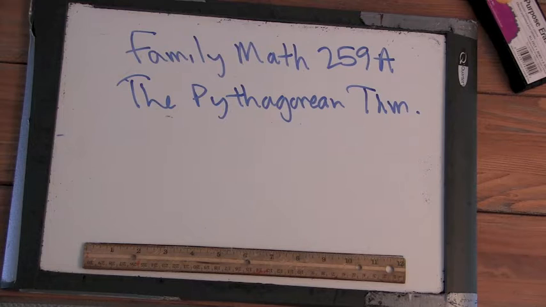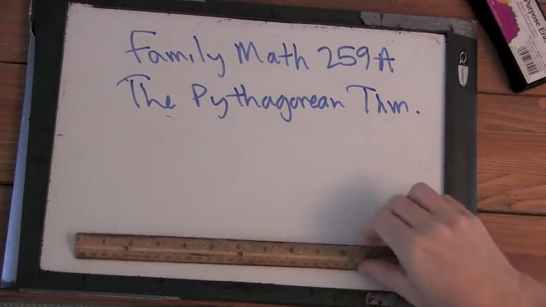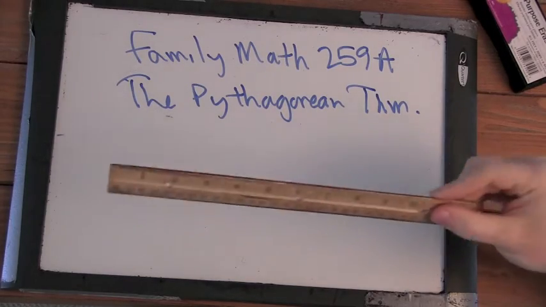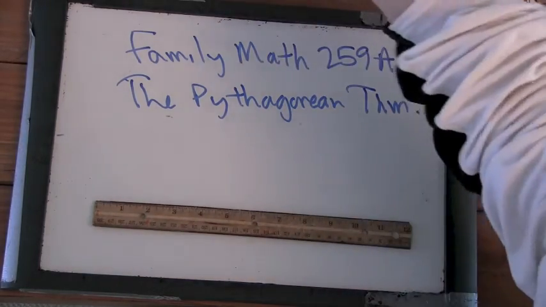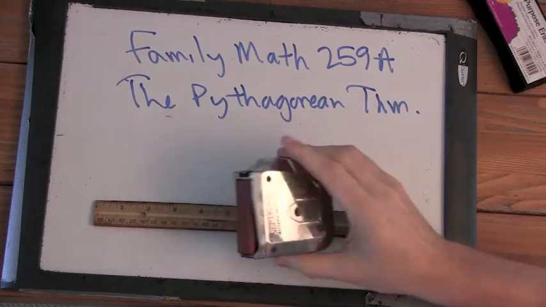FamilyMath259. Today we're going to talk about the Pythagorean Theorem, and we're going to try at least to find some examples of the Pythagorean Theorem in our house, and we're going to measure. If we find some smaller triangles, we'll use our ruler. If we have to find some bigger triangles, we'll use our tape measure.